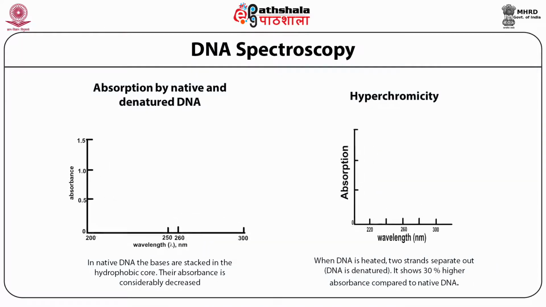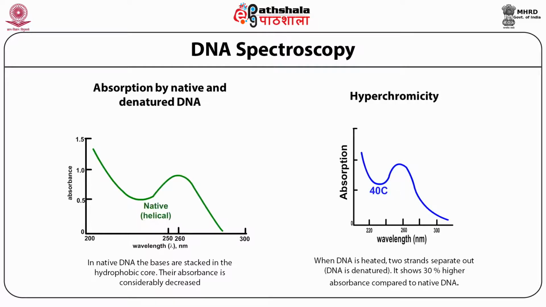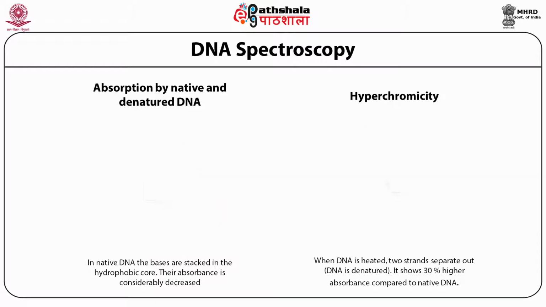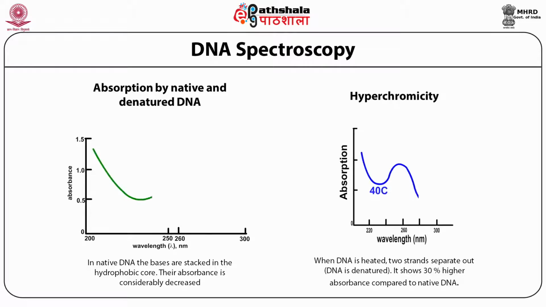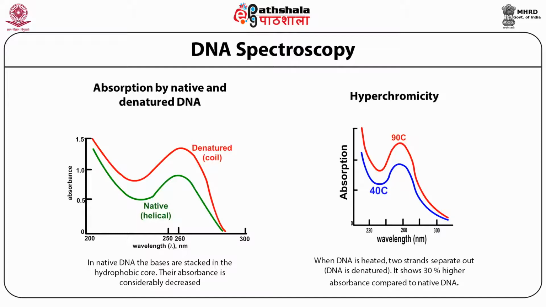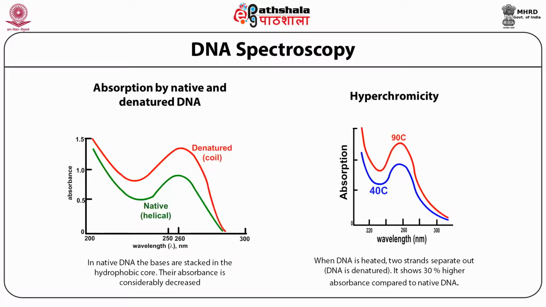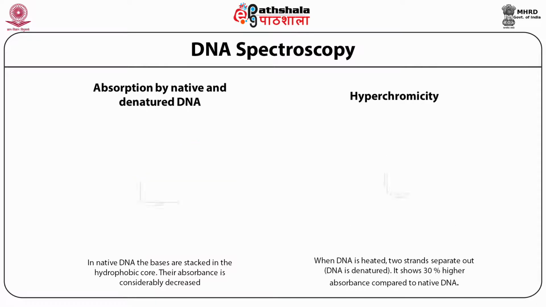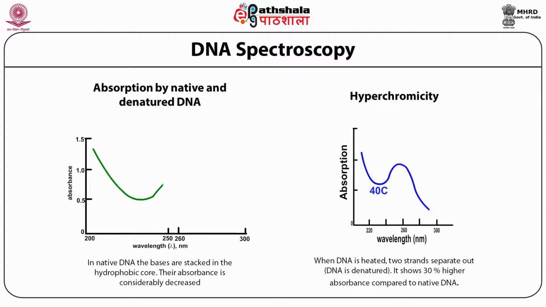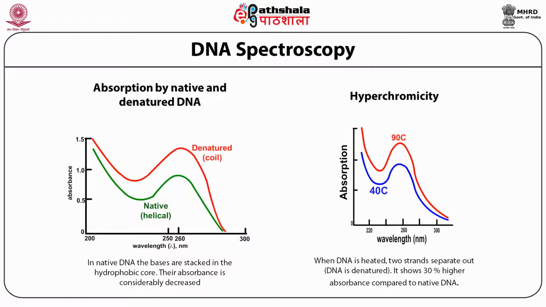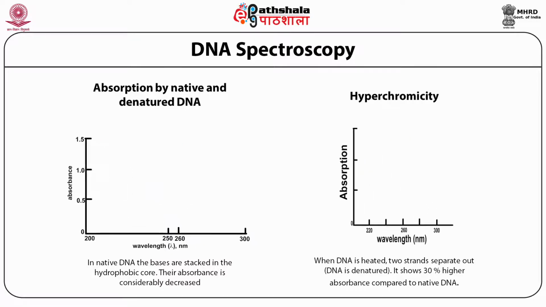In a native DNA, bases are stacked in a hydrophobic core. Their absorbance is considerably decreased, whereas in denatured DNA, shown in red in the figure on the left-hand side, the absorbance is increased. When we heat the DNA molecule, the two strands separate and DNA is denatured, and then it shows 30% higher absorbance compared to native DNA. This is shown on the right-hand side of this picture, and this effect is called hyperchromicity.